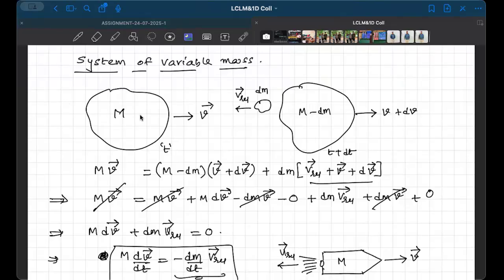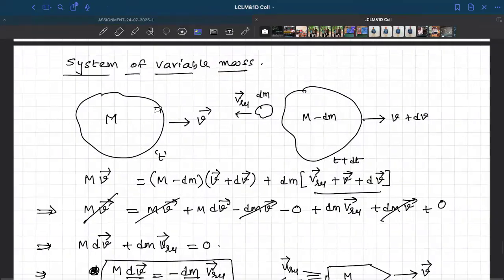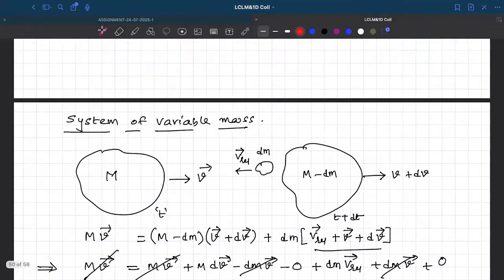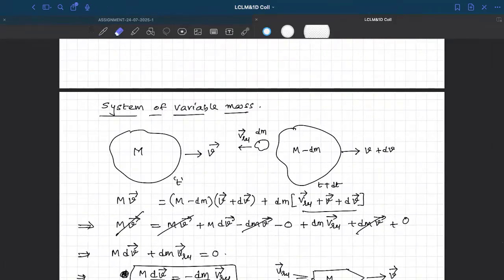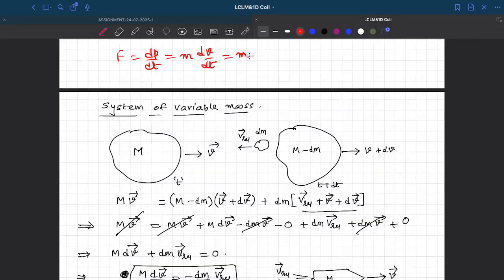So this is the last topic of our system of variable mass. Okay. See, when we are applying Newton's second law, usually you will write F is equal to dp by dt. And mostly we will write this as m dv by dt, and hence this is ma.